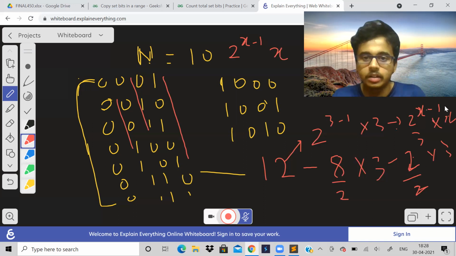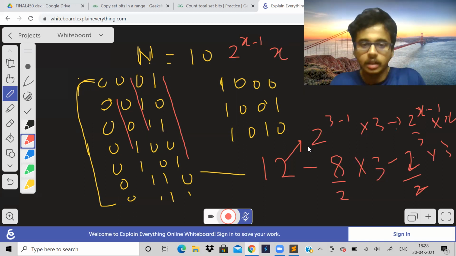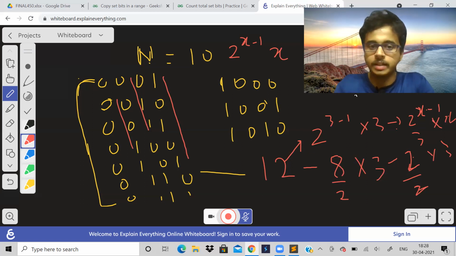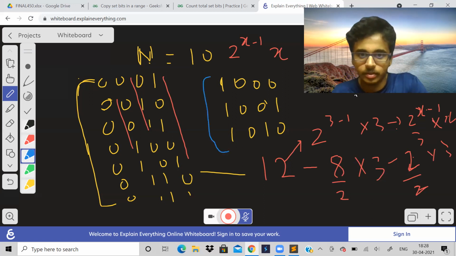Okay. So this part is done. Now, which are the numbers that are remaining? The remaining numbers are these, right? These are the 3 remaining numbers.